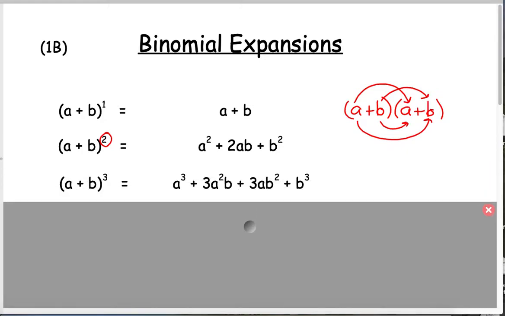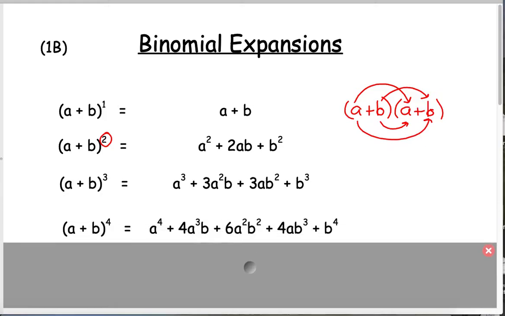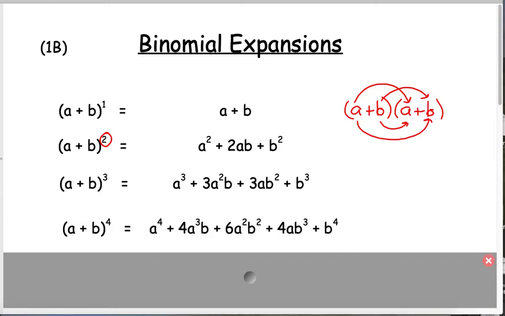When we raise it to the third power, we get a cubed plus 3a squared b plus 3ab squared plus b cubed. And if I do it one more time to the fourth power, we're going to wind up with that expression. Now, if you notice, there's a lot of things going on with patterns here.